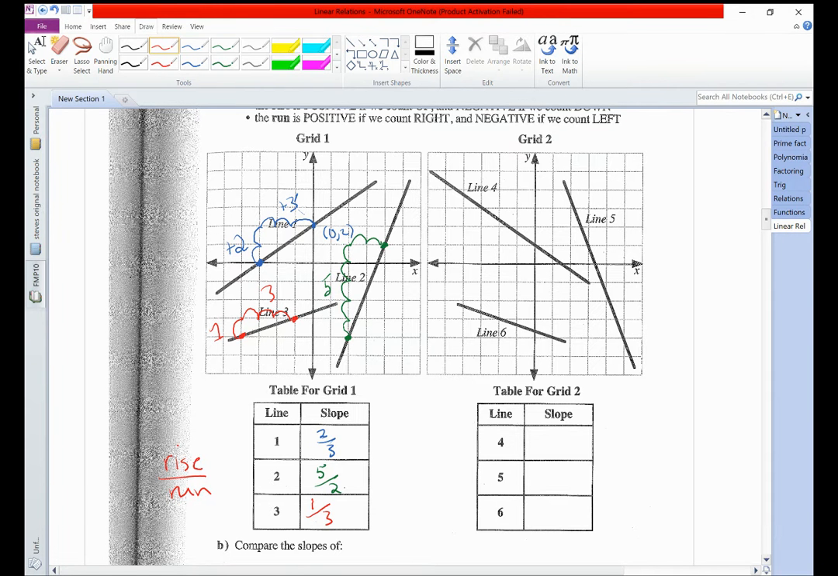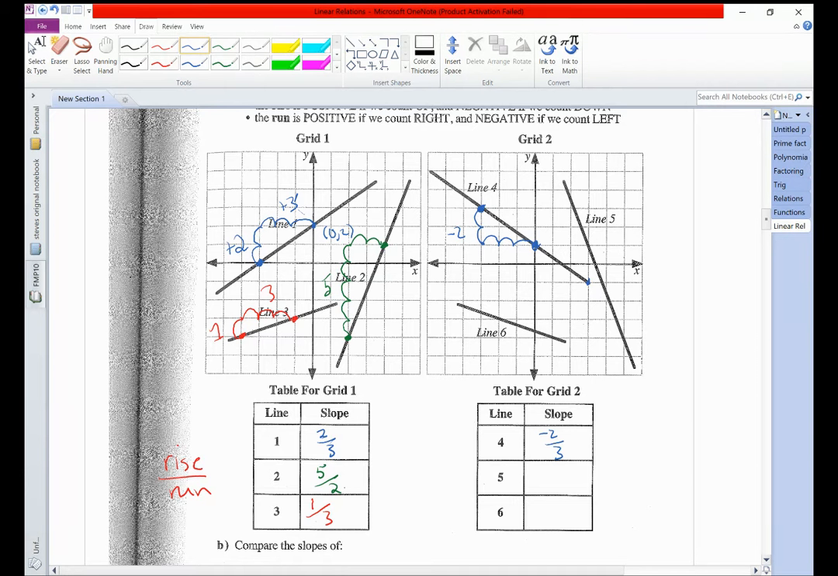Now let's go do the other lines. Yay! So let's do line 4. Let's find 2 points on line 4. Looks like 1 is right there and 1 is right there. Looks like we could have chosen this one as well if we wanted, but for now we just need 2. So my rise is -2 because we're going downwards, and my run is 1, 2, 3. So -2/3.